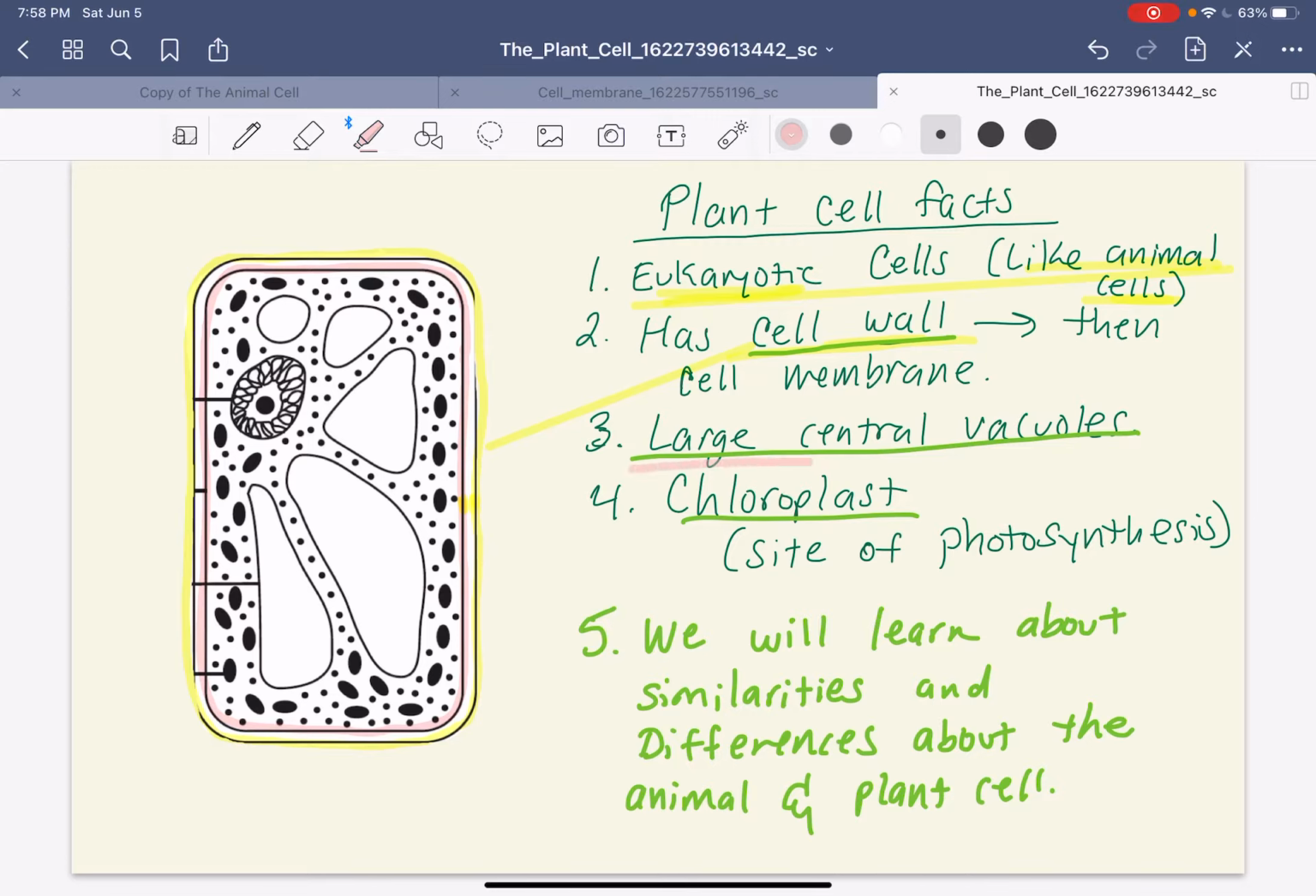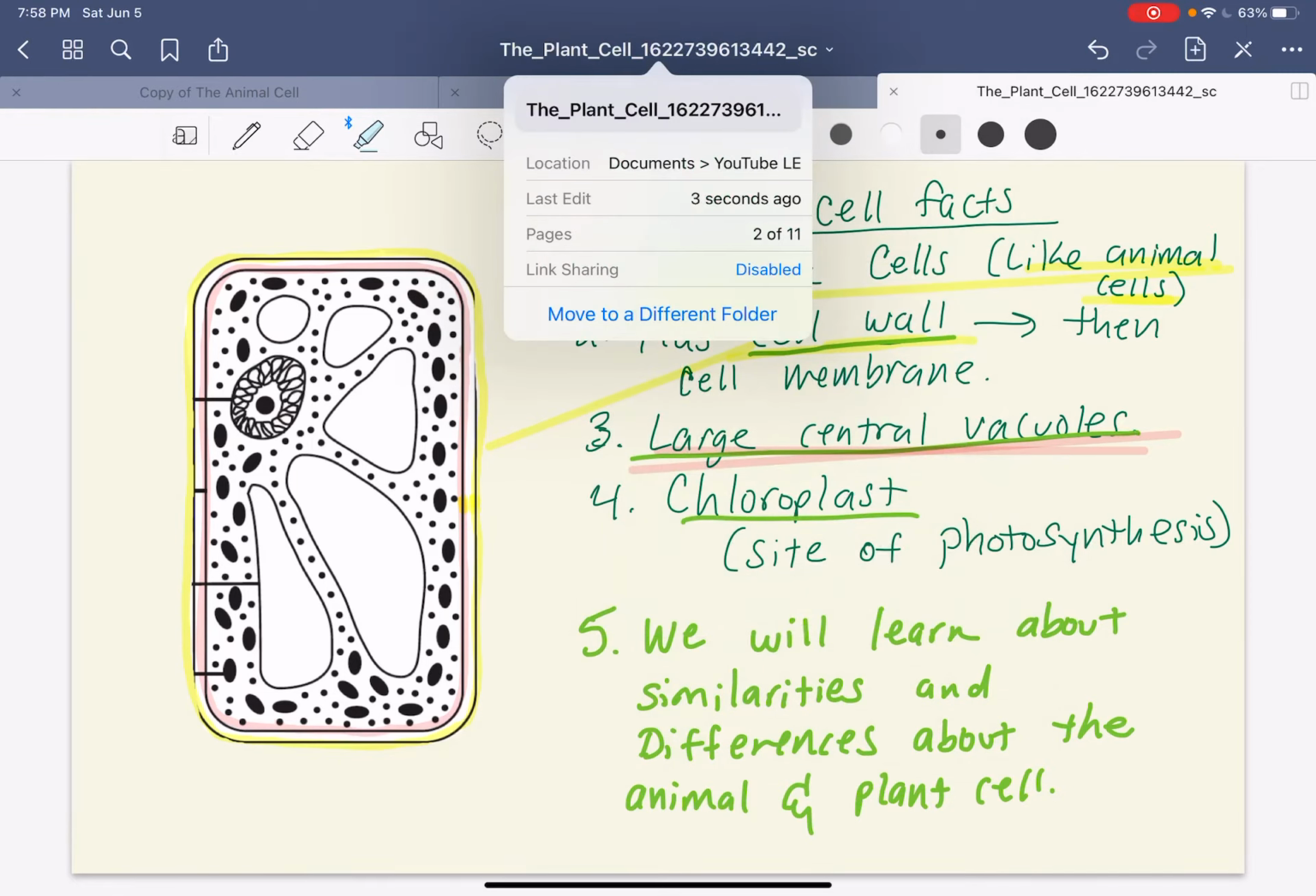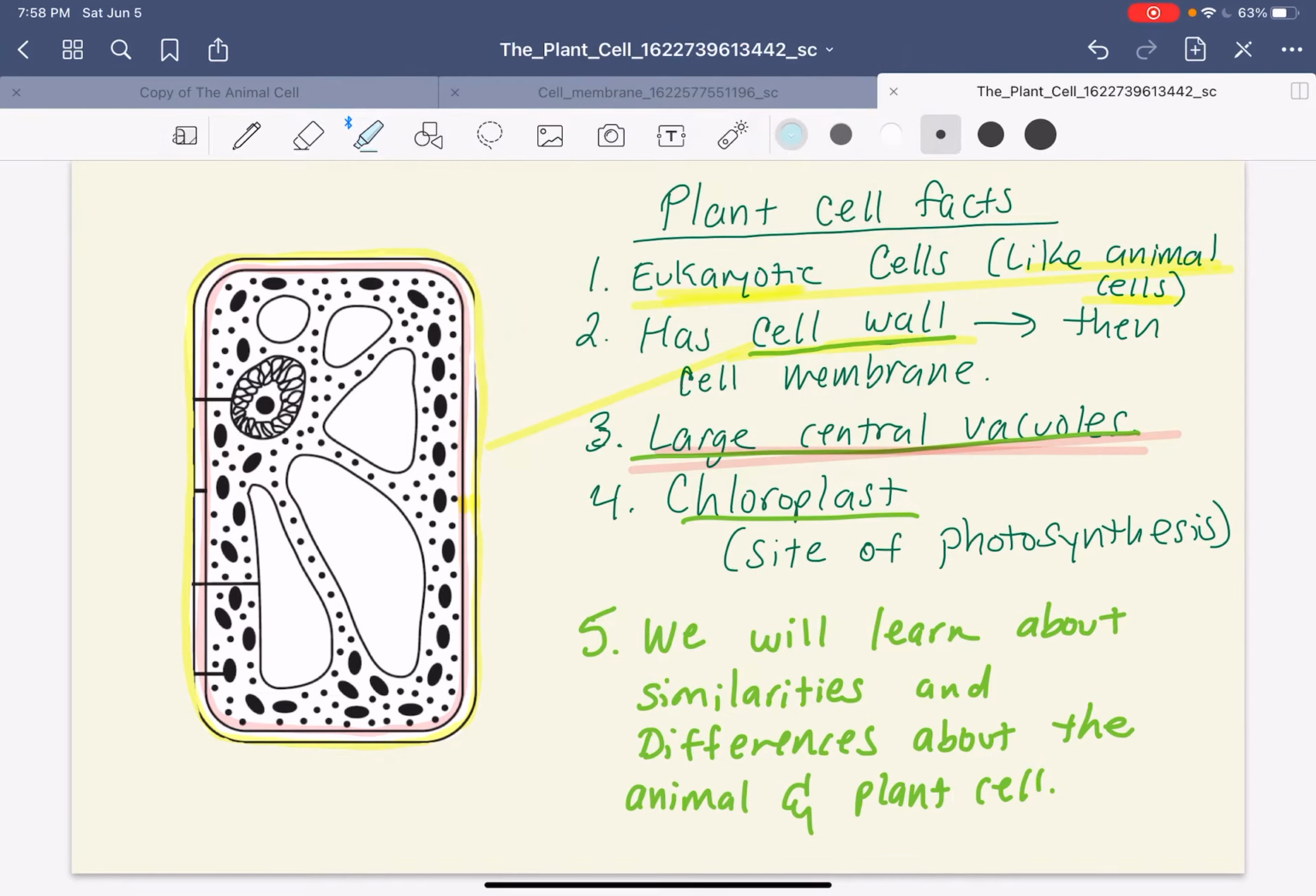The other thing is that they have large central vacuoles. A large central vacuole looks a lot larger, and they're more in quantity in a plant cell. So you have 1, 2, 3, 4, and 5. These structures are vacuoles, and of course they store water. They can also store waste. They can also store nutrients.